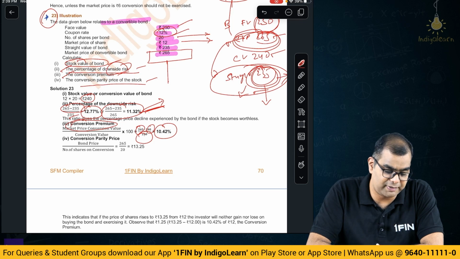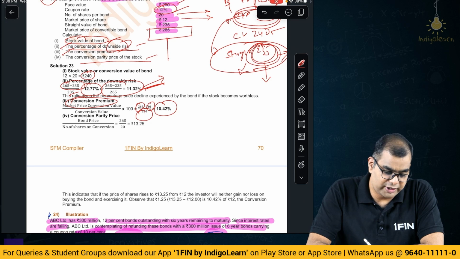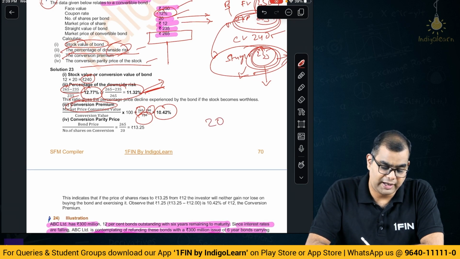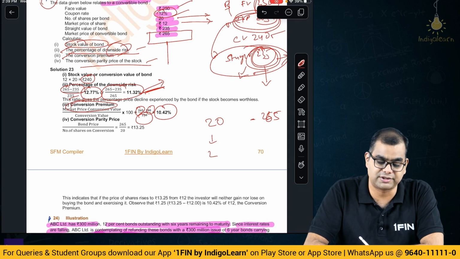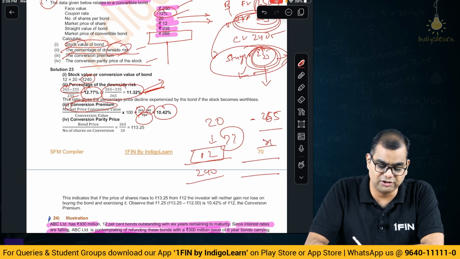Next, what is the conversion parity price of the stock? Conversion parity price of the stock means you are going to get how many shares? 20 shares. And currently, the market price of the bond is 265. Each of these 20 shares is trading at 12 rupees. So, this is why you are getting 240 versus 265. Now, how much should this share price change from 12 to where, call it X, such that you multiply 20 into X and get 265. So what? Divide 265 by 20.